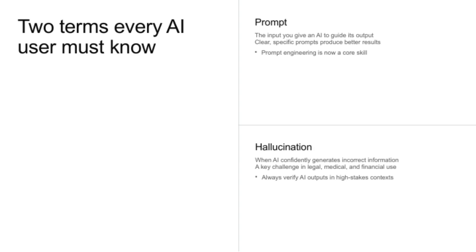So two key terms every AI user must know are prompt and hallucination. Understanding these concepts helps us better manage AI's capabilities and limitations, ensuring we use AI responsibly and effectively within the overall theme of our presentation, recognizing how to leverage AI's power while mitigating its risks.